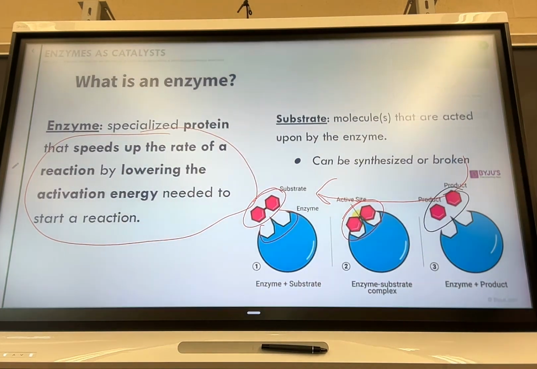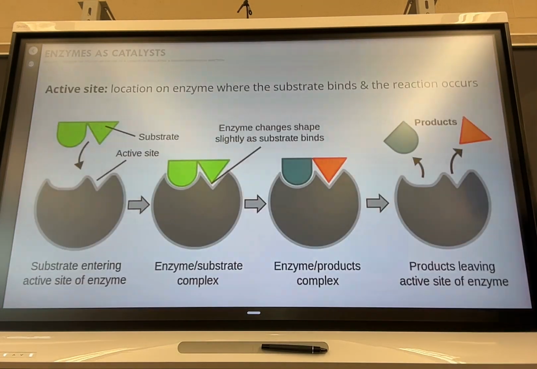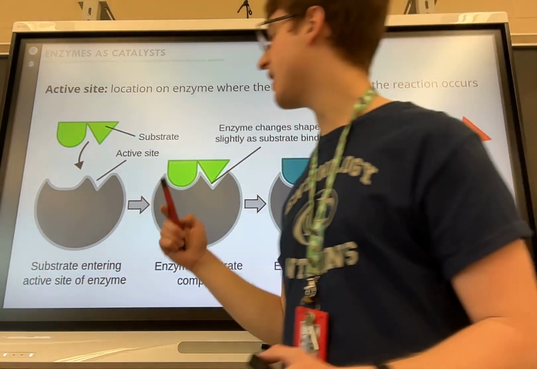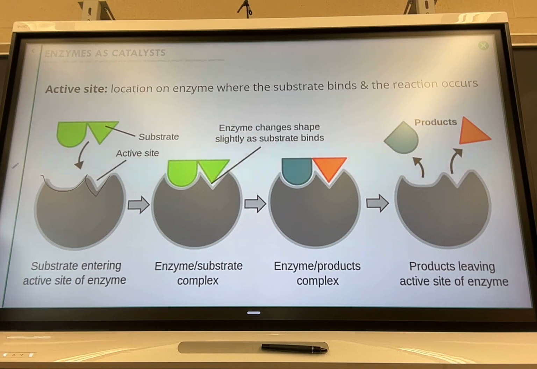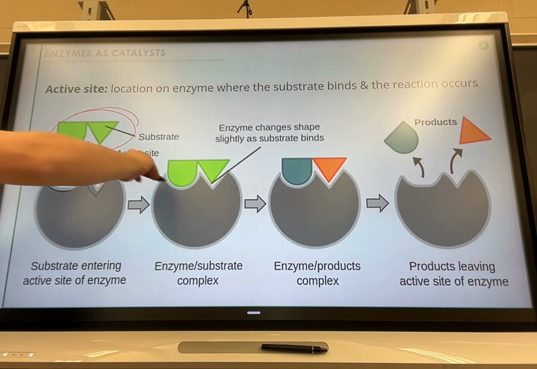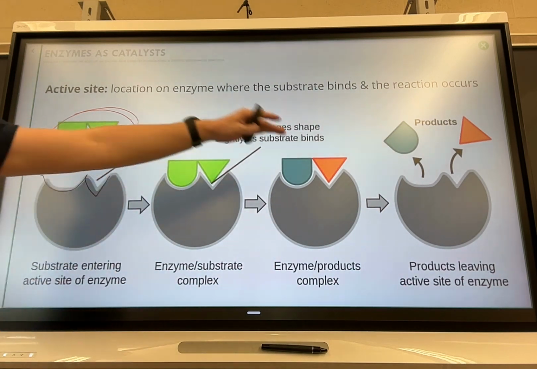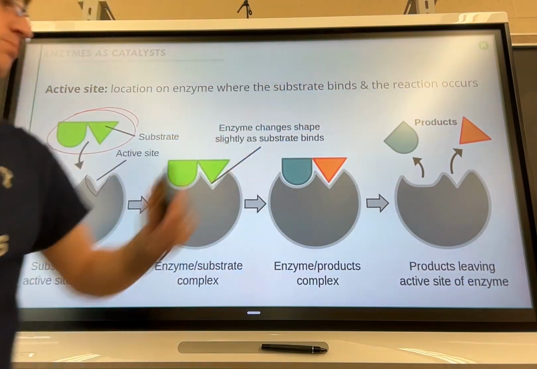Now this spot that you see is called the active site. And the active site is the location on the enzyme where the substrate is going to bind and react. So you can see on this enzyme here, we have a very specific shaped active site that fits this very specific substrate. So when the substrate binds, it fits into the little grooves there, the reaction happens, and the products are spit back out.